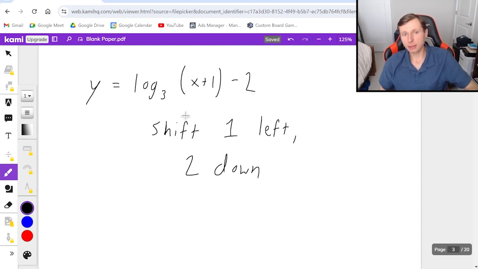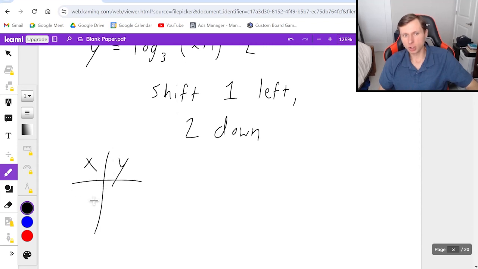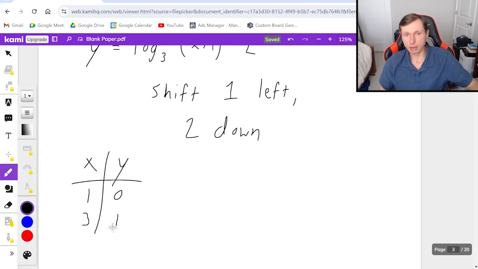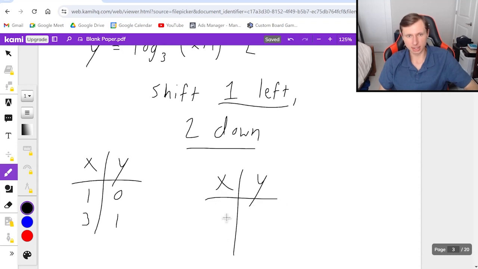And then if I want to pick my points, here's what I would say. First, xy table. I know for sure I have the points (1, 0) and (a, 1), where a in this case is 3, so I'm just going to fill that in real quick. So these are my points, but remember these points are shifted 1 left and 2 down. To demonstrate that, I'm going to draw the transformed ones off to the side like this. 1 left is going to change the x values, so now they're 0 and 2, because 1 left is minus 1.